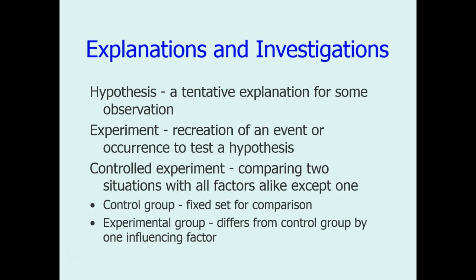So the experiment was a recreation of an event, different levels of liming, to test the hypothesis, to see if the lime rate did have something to do with corn growth, as long as all the other things were constant. In other words, all the other factors, all the other nutrients and everything else were the same. That's called a controlled experiment.